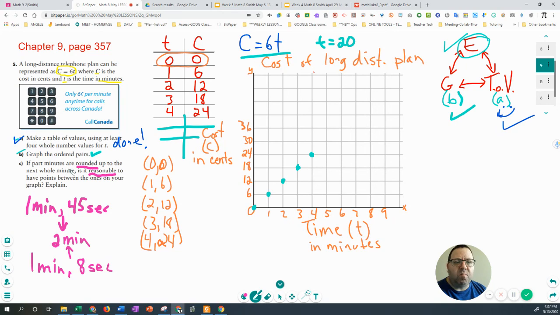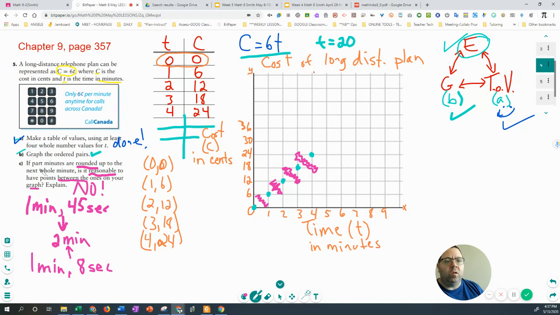So it says, if part minutes are rounded up to the next whole minute, is it reasonable to have points between the ones on the graph? And the answer is no, it's no point. We're not going to discuss the phone calls that take 1 minute and 30 seconds or 1 minute and 42 seconds. No, we're not going to do that. Okay? We're not going to talk about phone calls that last 30 seconds. We're not going to talk about phone calls that last 2 minutes and 17 seconds because they're going to get rounded up. So we don't want to join these points. We don't want to draw a line.